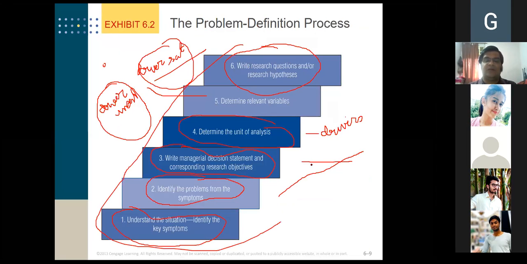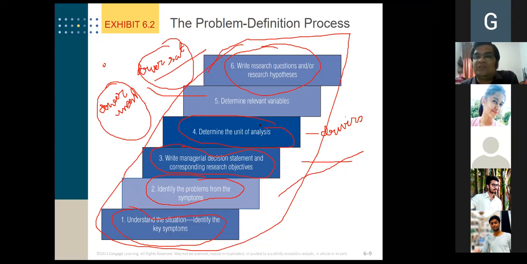So these are the fundamental steps, all the 6 steps. So that's about problem definition, how we define our problem. This is a long drawn process, right? Whenever we want to do research, we have to follow this process. Any more questions or should we wind up?